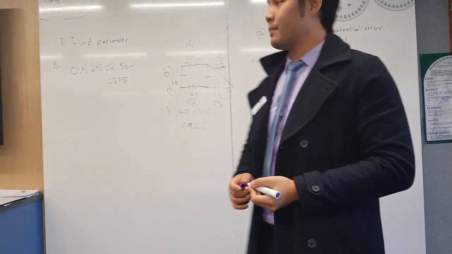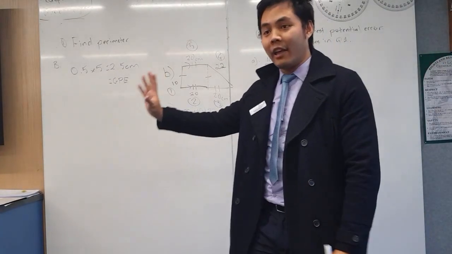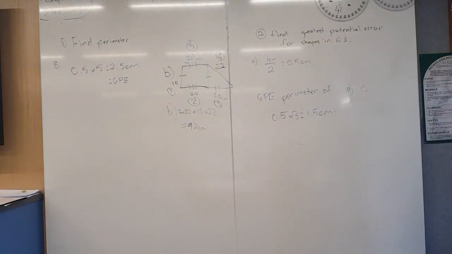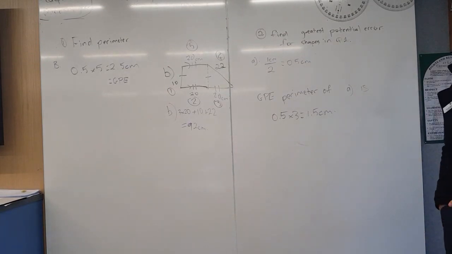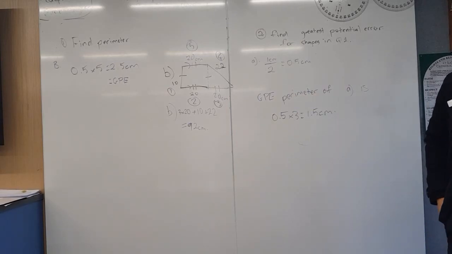Wait, so what's the 2.4? 2.5, because each length has a 0.5 greatest potential error, and we're taking 5 measurements. So that's a question that might throw you off in examinations, even though it's a quadrilateral.